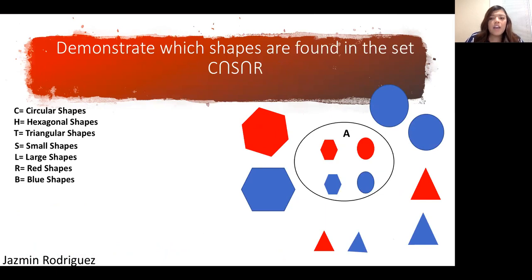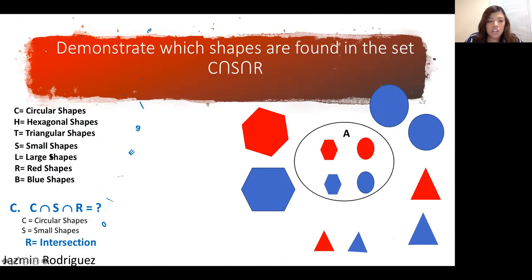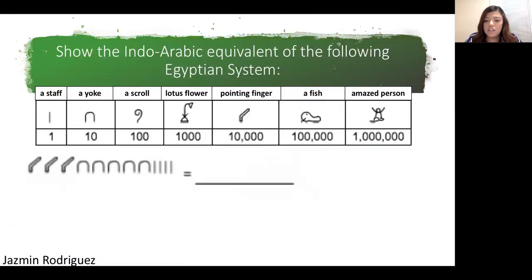All right. And then for our next one, it wants us to demonstrate which shapes are in the set of the intersection C, intersection S, intersection R. So let's go ahead and decipher what each one means. So C would be circular shapes, S is small shapes, and R is red shapes. So here we want to know the intersection of the small red circles. So when we come over to our diagram, we've got to pick those out. And there we go.